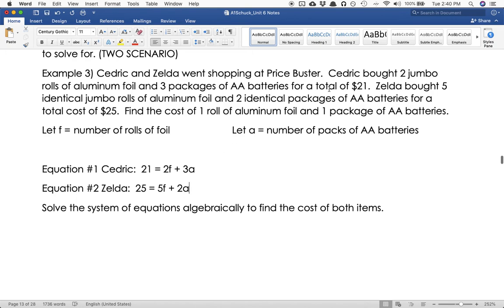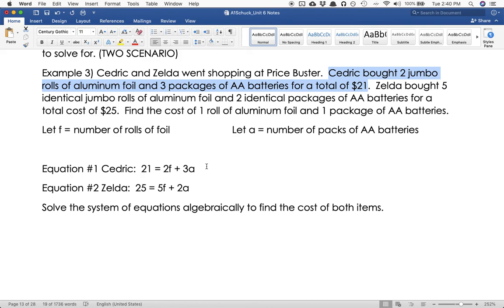Once you get this idea that you have the 2 scenarios and you just have to read through the sentence that makes the one scenario and then turn 2 rolls of foil, 3 packs of AA batteries, a total of 21, 5 rolls of foil, 2 packs of AA batteries for a total of 25. Once you can set those 2 equations up, you're pretty much all set to go. Let me copy these down. So 21 equals 2f plus 3a, and 25 equals 5f plus 2a.